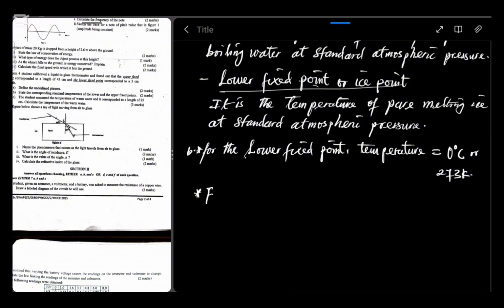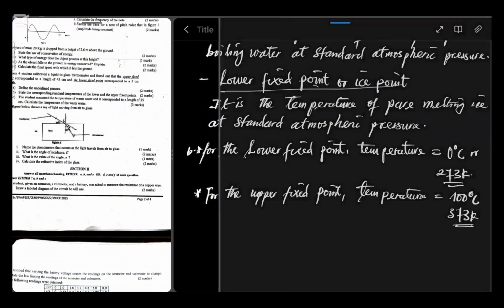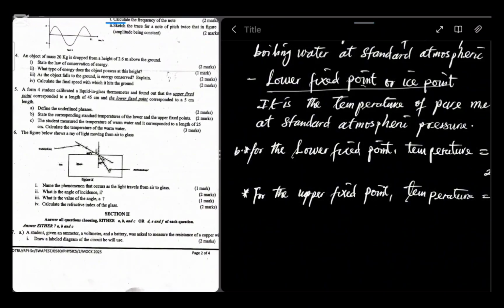Also for the upper fixed point, the temperature is normally 100 degrees Celsius, which in Kelvin will be 373 Kelvin. So these are the values at lower and upper fixed point. Next is the amount that we calculate temperature of warm water.